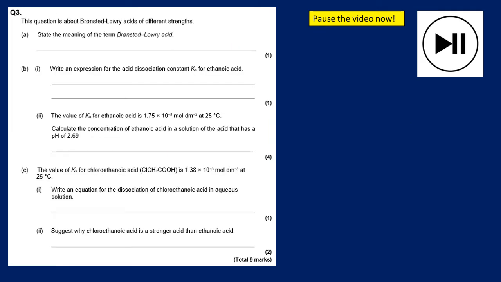Okay, question 3 then. So you know the drill, pause the video, and when you're ready to go through the answer, we'll go through it. Should take about 10 minutes this.